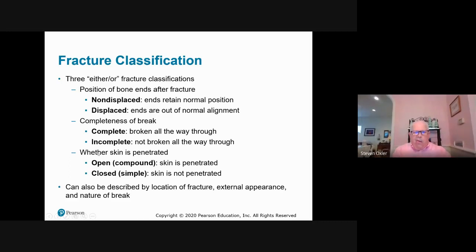Okay? We also talk about whether the skin is penetrated or not. If the skin is penetrated and the bone is sticking out, it's an open fracture. We used to call it compound. We don't call it that anymore. We call it open. If the skin is not penetrated, it's closed. We used to call it simple. We only call it closed now. Open means it's open to the air and the skin is broken. Closed means the skin is closed. We can also describe it as where it's located.